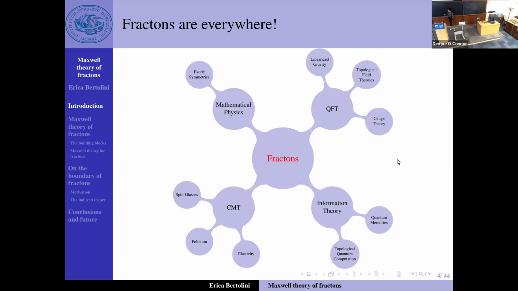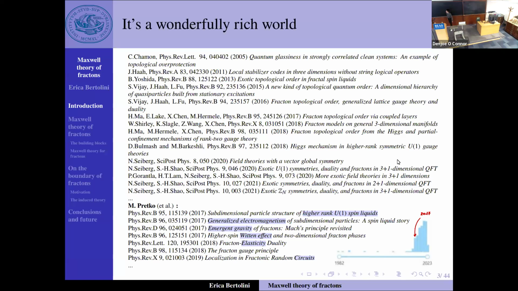They're quite recent quasiparticles. The first paper is from 2005, but we can see that the big rise in interest could be seen around 2017 from the works of Maxwell-like. And what's very peculiar of these quasiparticles is that they can be found in quite a large area of physics.